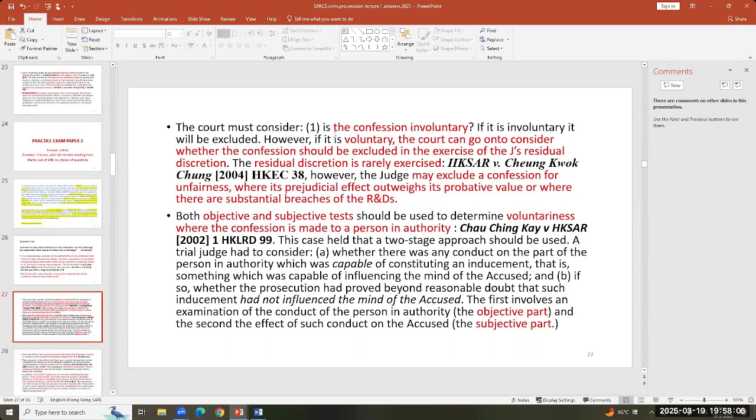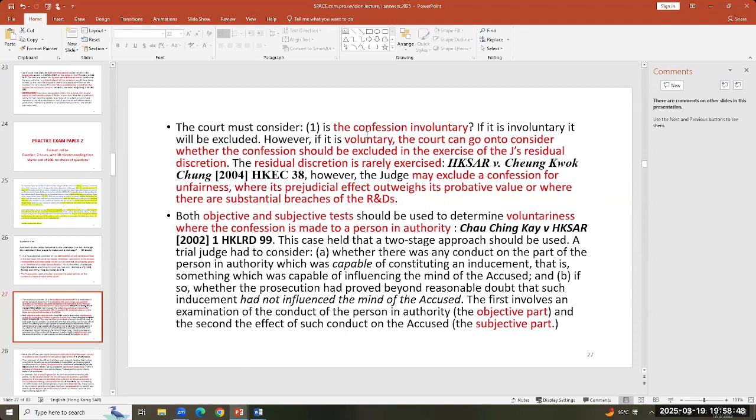First issue, is it involuntary? But even if it's found to be voluntary, the court can exclude it in the exercise of their residual discretion. But if the court finds that a confession has been made voluntarily to a person in authority, it's rare for them to exercise that residual discretion. But with residual discretion, we're talking about unfairness in the way it was obtained or unfair to use it at trial, prejudicial effect outweighing probative value, or substantial breaches of the rules and directions.